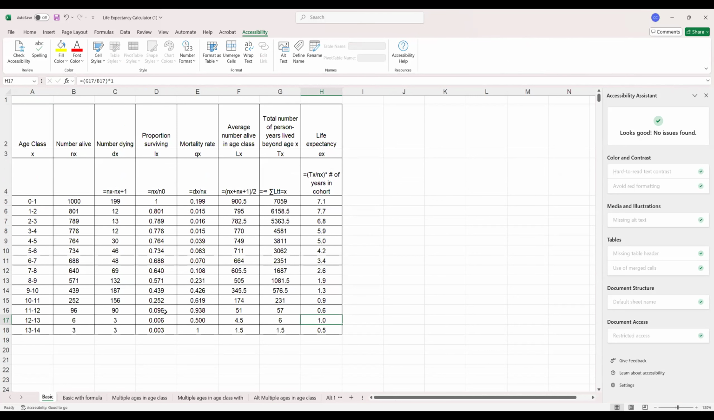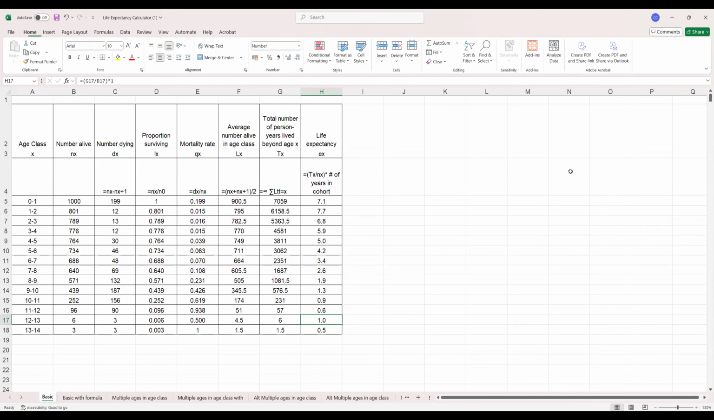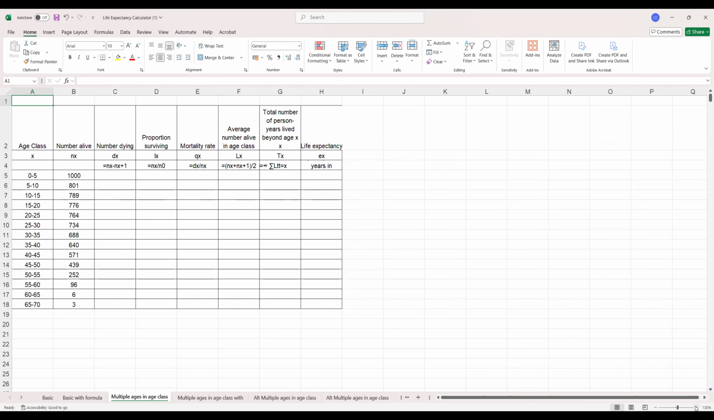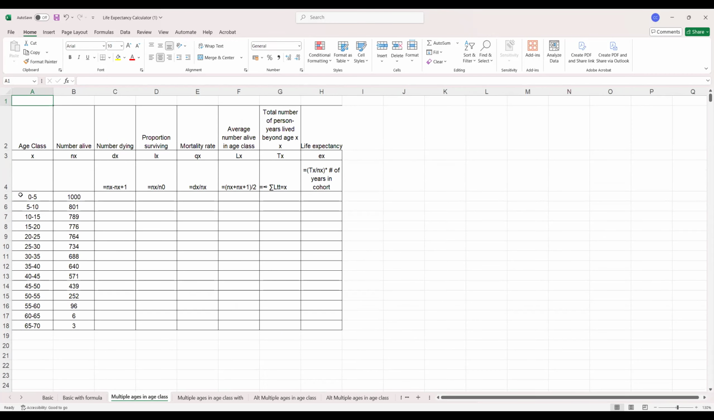So this example is basic, 1 year lang per age class. What if there are multiple ages in an age class? So again, magiging important ito pagdating sa time na magko-compute na tayo ng life expectancy. So again, we have an overlapping age class here, 0 to 5, 5 to 10, 10 to 15. Bakit siya nag-overlap? Kasi ito nag-end sa 5, ito nag-start sa 5. Nag-end siya sa 10, yung susunod na age class nag-start sa 10.